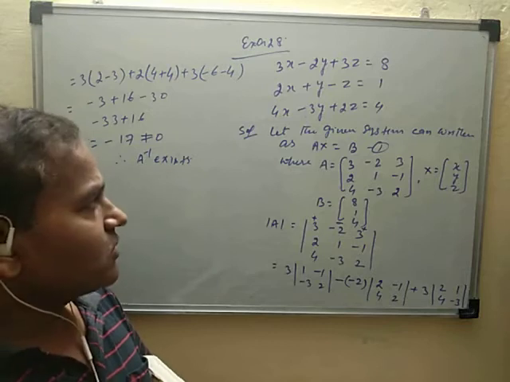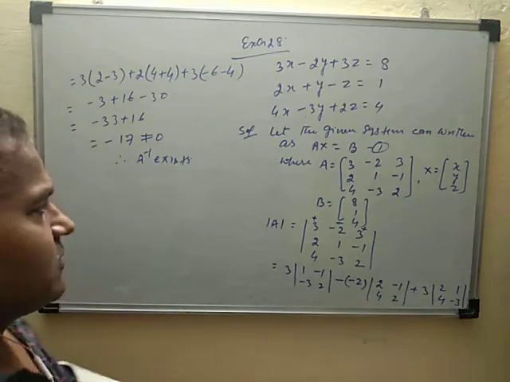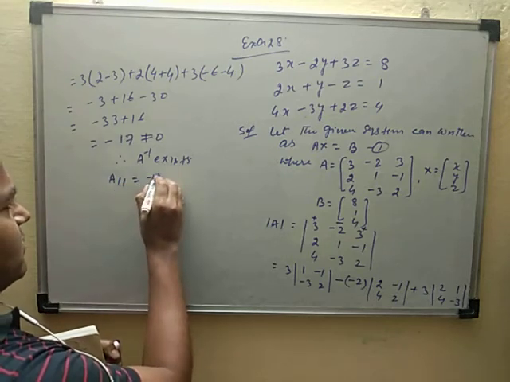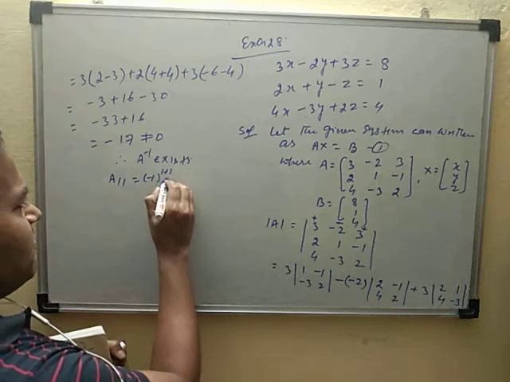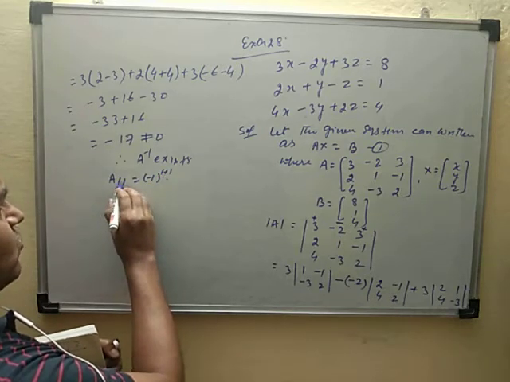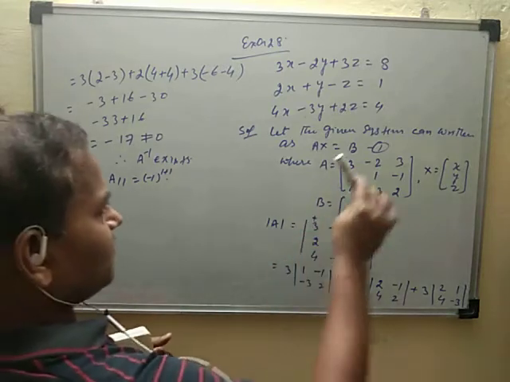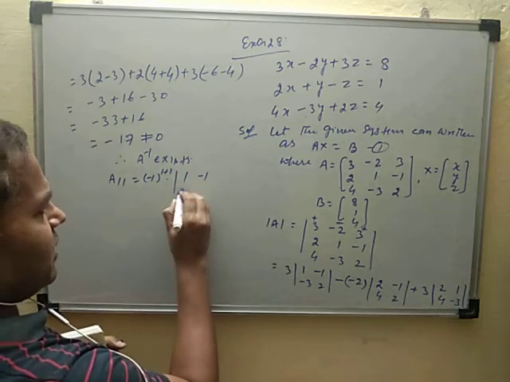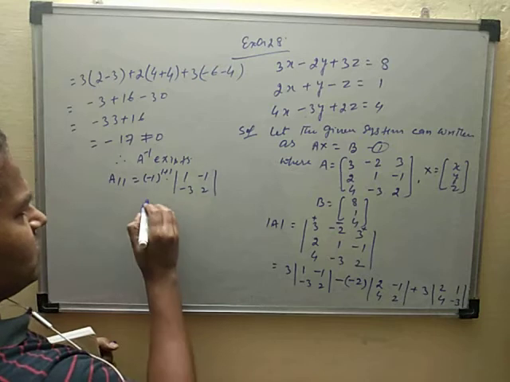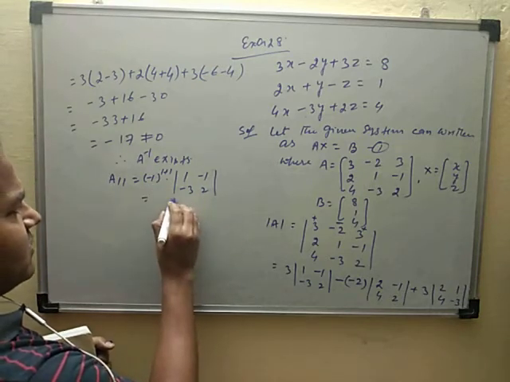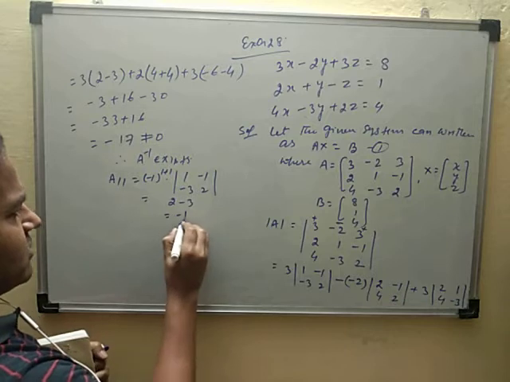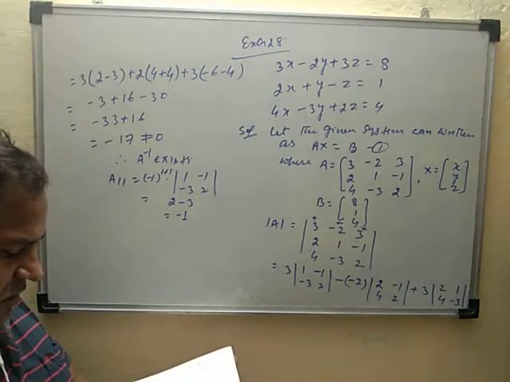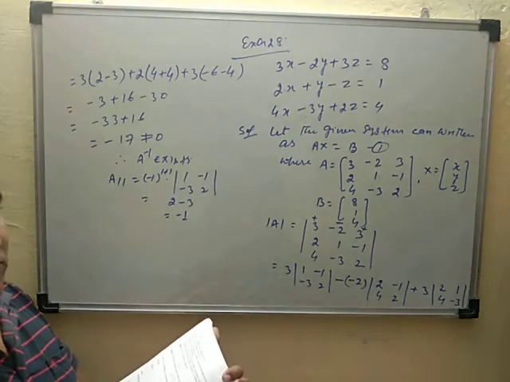So now find A inverse. First find the cofactors, that is, find A11. A11 is minus 1 to the power 1 plus 1 into M11, that is, delete the first row and first column. So the element is 1 minus 1, minus 3 2. The sign is plus, and 2 minus 3 is minus 1. So A11 is minus 1. You find all the values the same way.